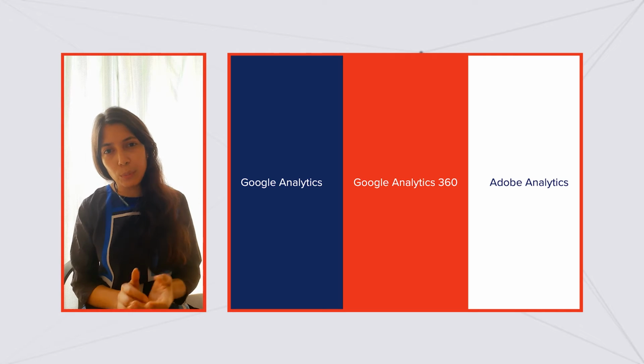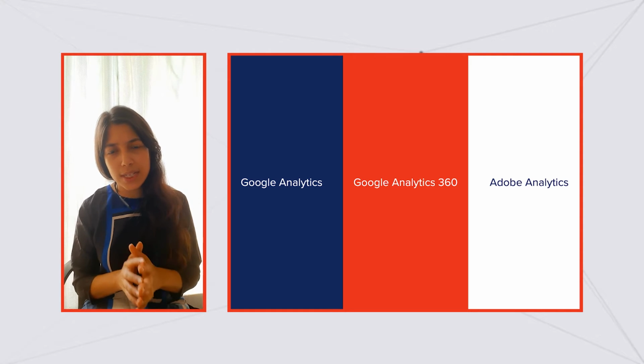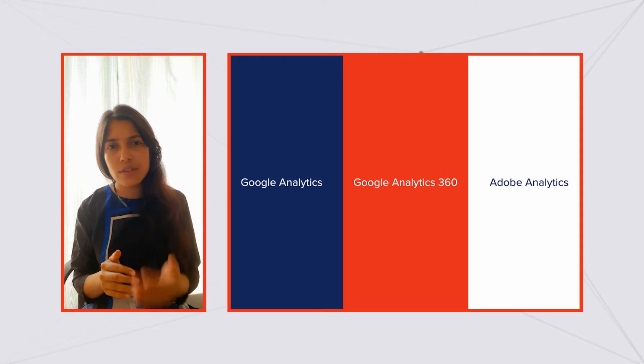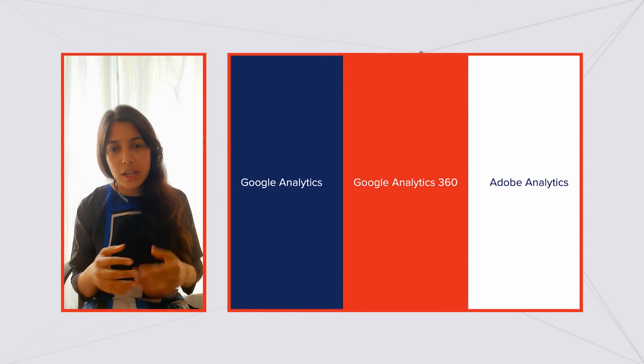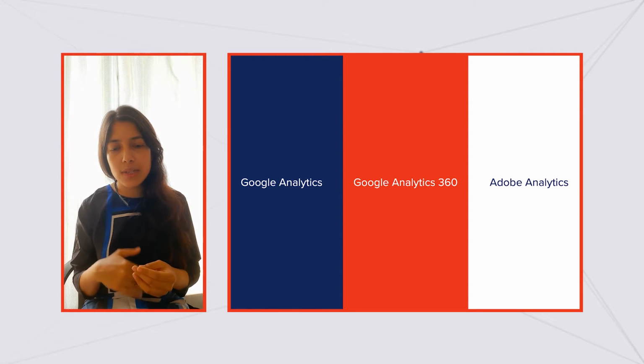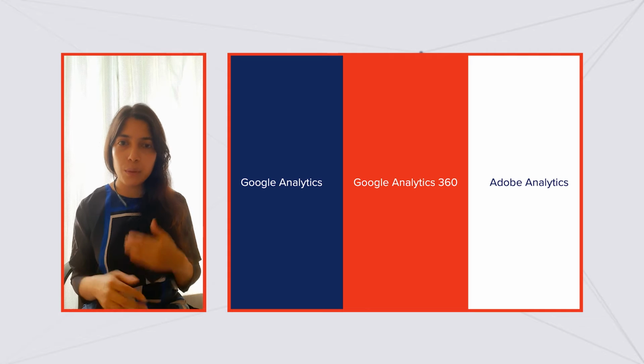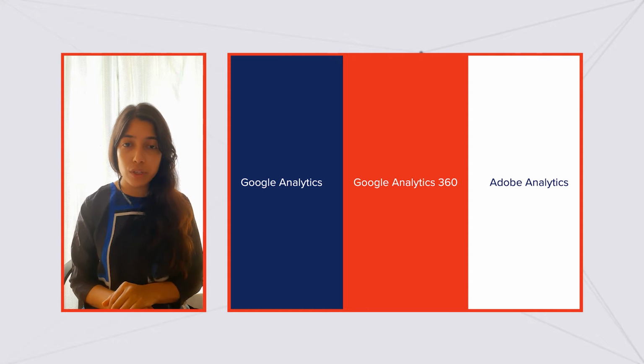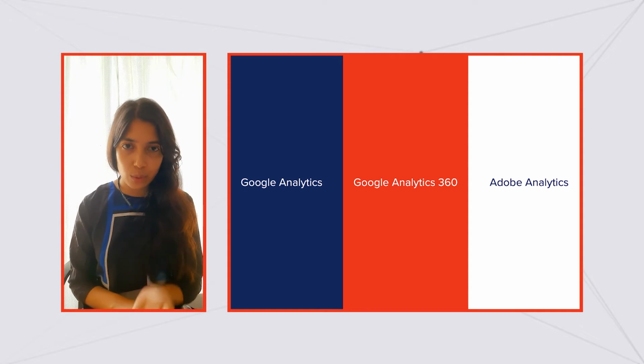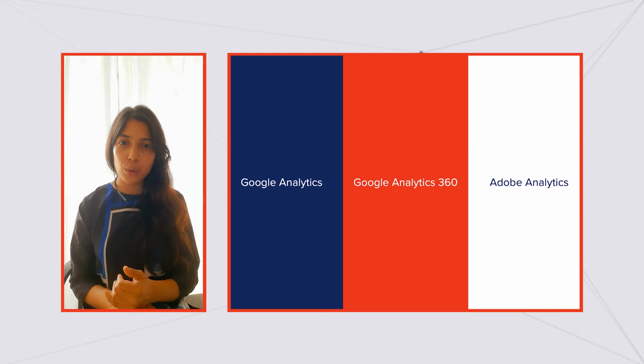When it comes to Adobe, it's quite similar to GA. It provides a different set of benefits and functionality. Initially, this was a part of the Omniture group, so the tool was called Omniture Site Catalyst. But later in 2009, Adobe acquired Omniture, and now it's called Adobe Analytics, and it's a part of the Adobe Marketing Cloud.